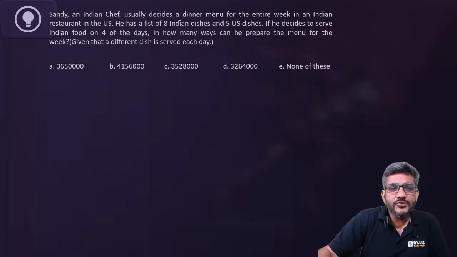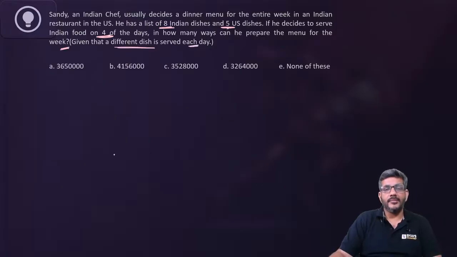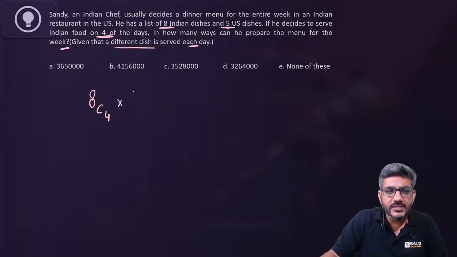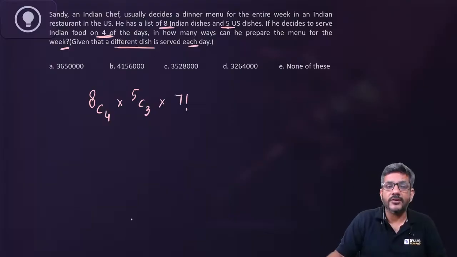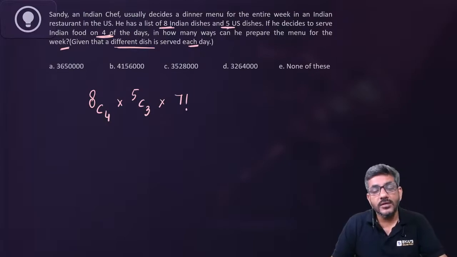It says Sandy, an Indian chef, usually decides a dinner menu for the entire week in an Indian restaurant. He has a list of 8 Indian dishes, 5 US dishes. If he decides to serve Indian food on 4 of the days, in how many days can he prepare the menu for the week, given that he is giving a different dish each day? So 4 Indian dishes are needed. That is possible in 8C4 ways. So of course, the remaining 3 days I'll be having a US dish, which is possible in 5C3 ways. And these 7 dishes can be arranged on 7 days in how many ways? 7 factorial ways. 7 दिन पे आपको 7 चीजें लगानी है, तो कितने तरीके से लगा सकते हैं? That is equal to 7 factorial.